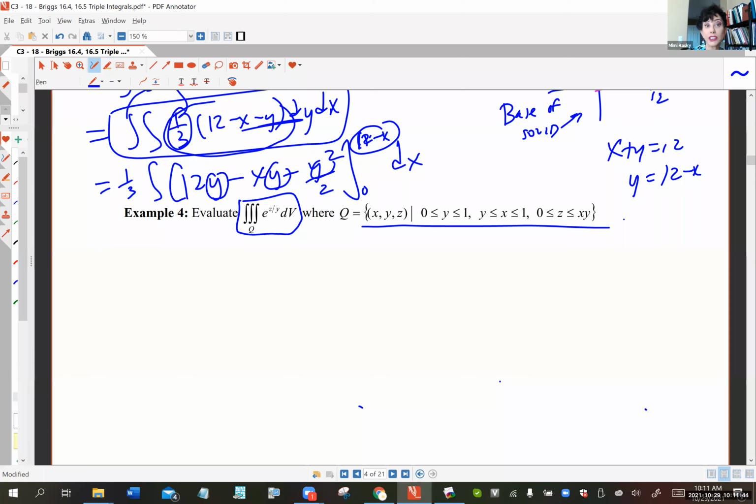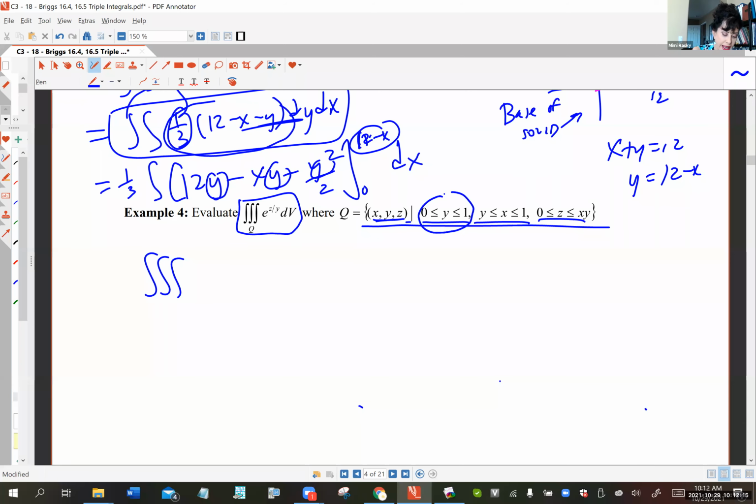Okay, so the Q, the solid for us, is going to equal this set. This is set notation denoting the solid. So they're telling you all ordered triples x, y, z such that y lies between 0 and 1, x lies between y and 1, and z lies between 0 and xy. And that tells you how you're going to set up or iterate the triple integral. They gave you lots of information.